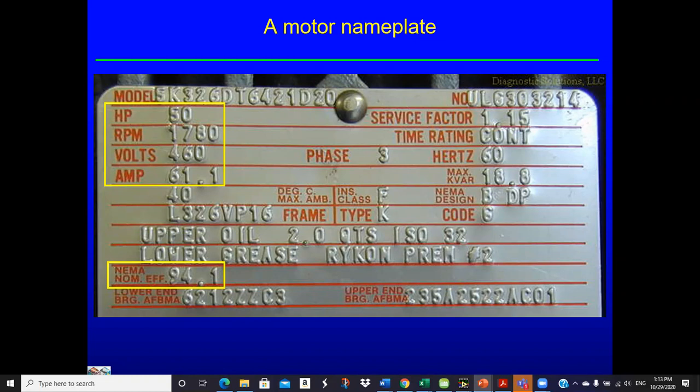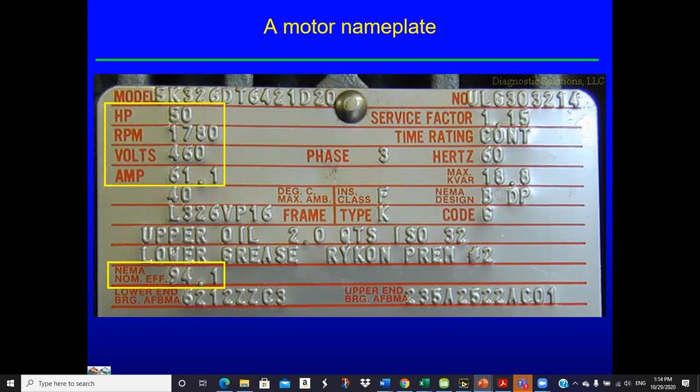How many? 4. What's the synchronous speed? 1800. Come on, people, we've been through this before. 480 volts, that's a standard voltage that you see on a motor tag. When putting out 50 horsepower, that's on the shaft, that's not the input power, that's the brake horsepower out of the shaft, the manufacturer says this motor will turn at 1780 RPM, and if you have your input voltage at 460, your amps will be 61.1 amps.